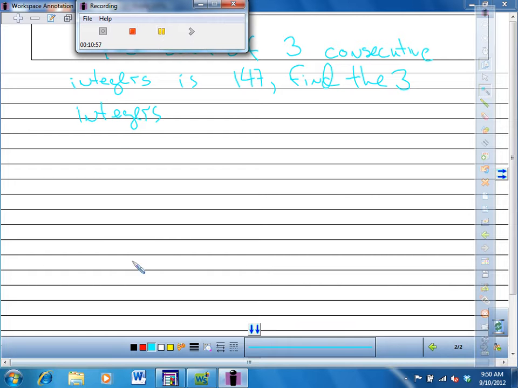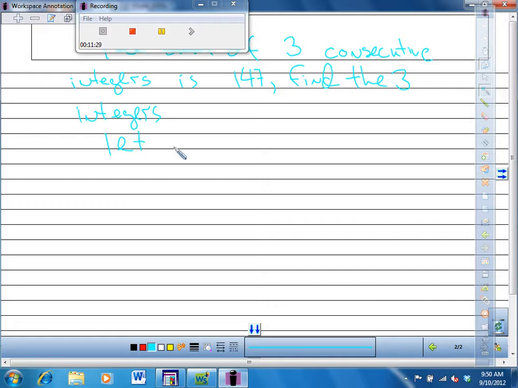What does consecutive mean? Who knows what consecutive means? In a row, one after another. Okay? So if 7 is my first integer, what would be the next consecutive integer after 7? 8, right? What would be after that? 9. How much bigger are consecutive integers? They're 1 bigger than each other, right? Than the previous one.